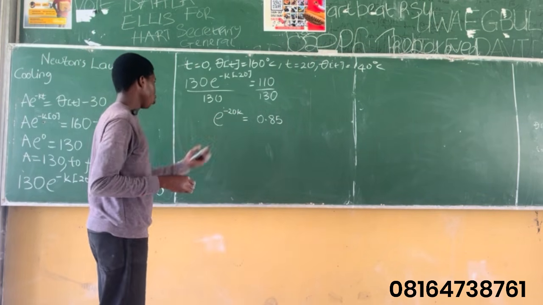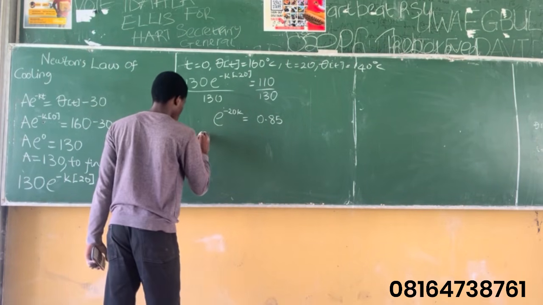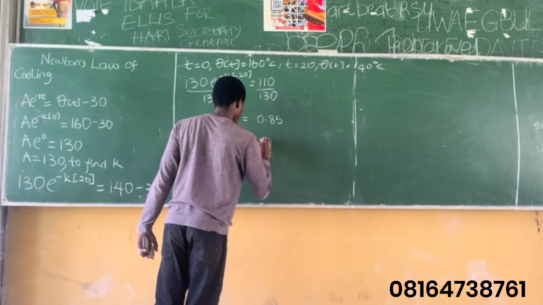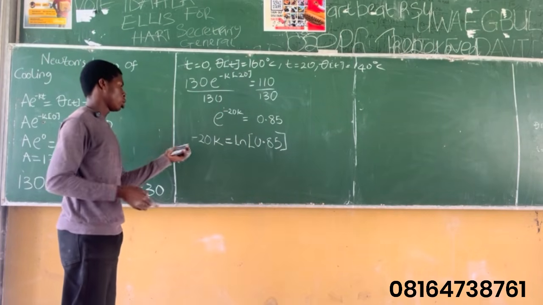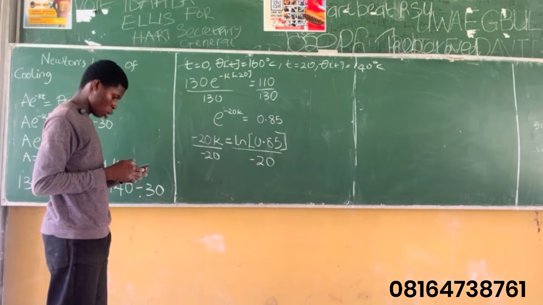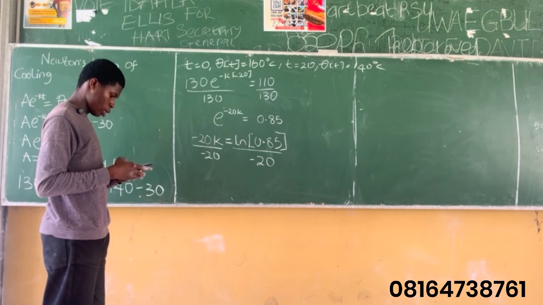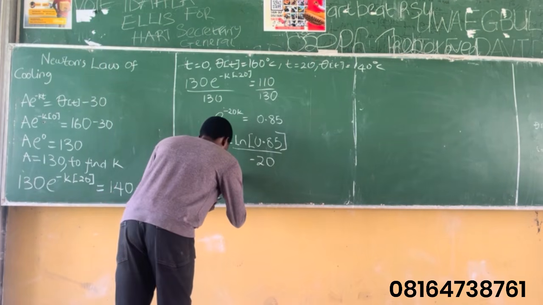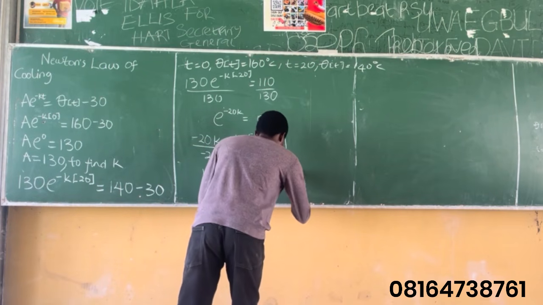So now we'll be taking ln of both sides. I told you, in order to cancel the exponent, you take the ln. So this is minus 20k equals ln 0.85. In order for the k value to stand alone, we'll divide by minus 20. ln 0.85 divided by minus 20 is giving us k is equal to 8.125 times 10 raised to power minus 3.